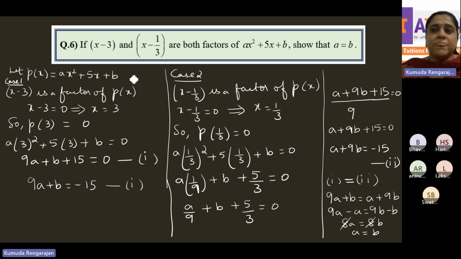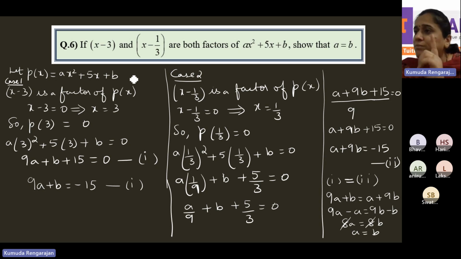So that means x minus 3 is equal to 0, x is equal to 3. When you find p of 3, the remainder is 0. So p of 3 is equal to 0. Similarly, x minus 1 by 3 is equal to 0, x is equal to 1 by 3. P of 1 by 3. When will you find P of 1 by 3 to find the remainder?